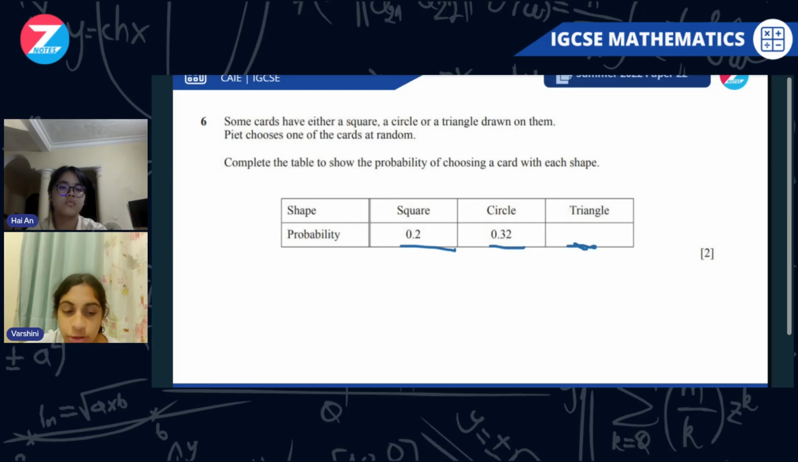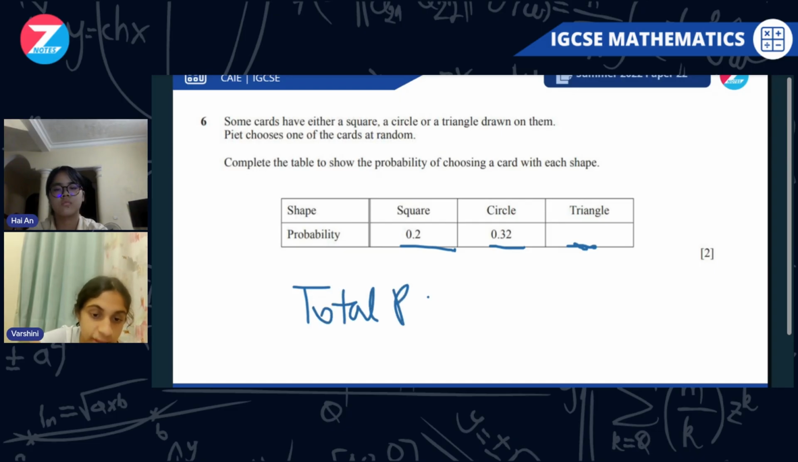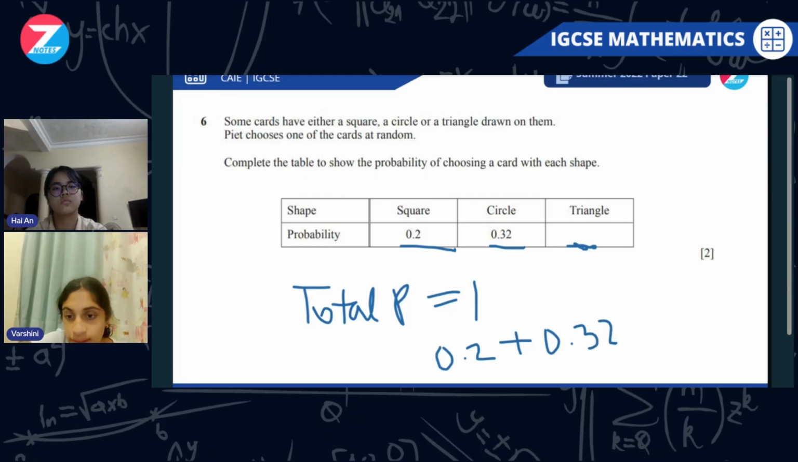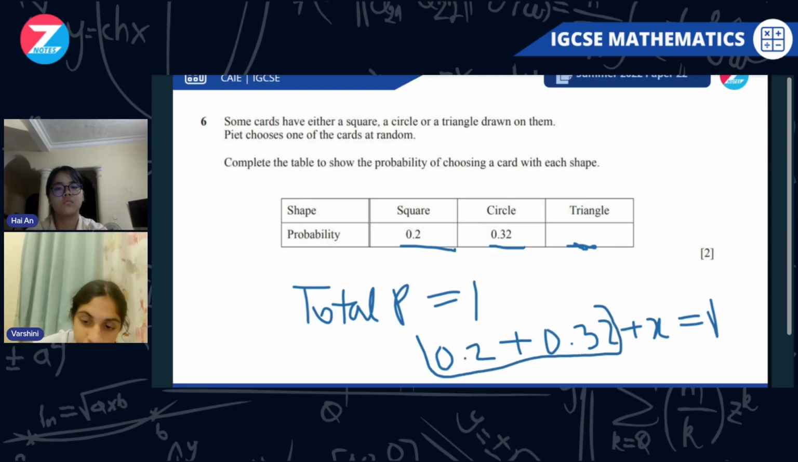But we also do know that the total probability is always equal to 1 out of everything he chooses. So that means this probability of a square, which is 0.2, plus the probability of a circle, which is 0.32, plus the probability of the triangle, which we don't know, so we'll make this x, is going to equal 1. So now to find x, all we have to do is subtract 0.2 plus 0.32 from 1.